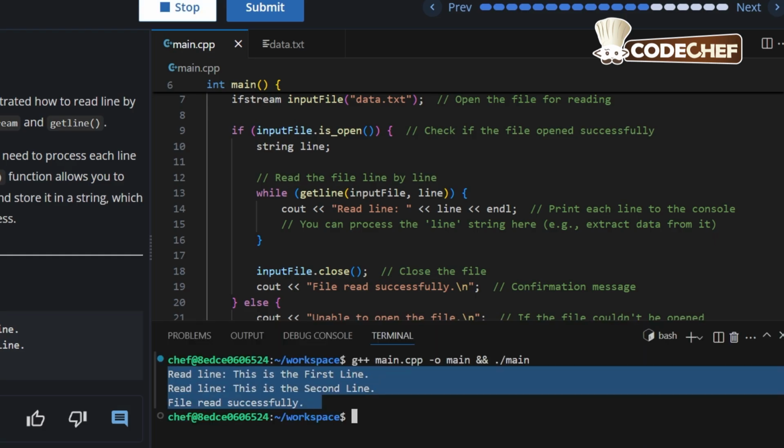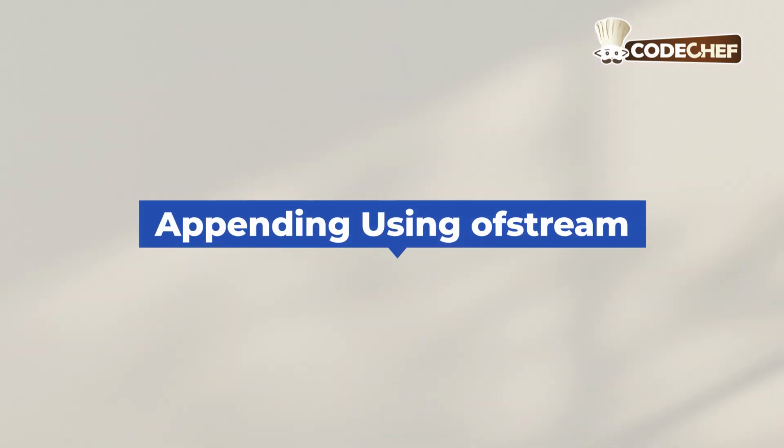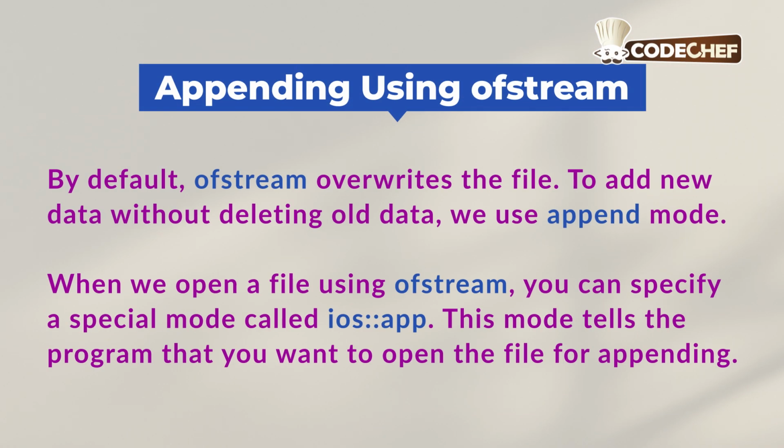Read line: This is the first line. Read line: This is the second line. File read successfully. Last but not the least, appending using ofstream. By default, ofstream overwrites the file. To add new data without deleting old data, we use append mode.